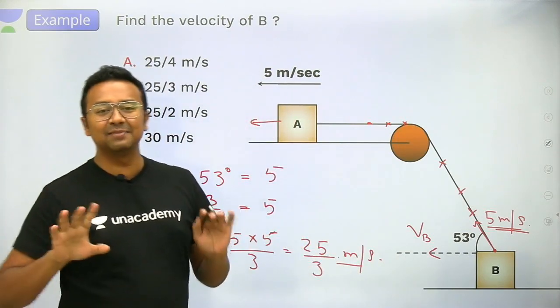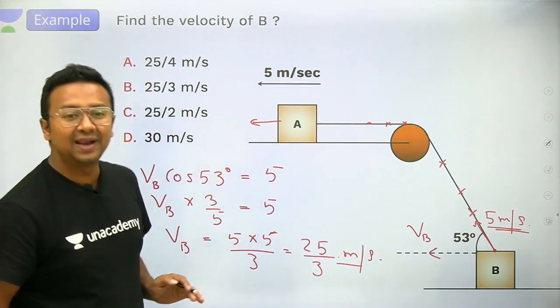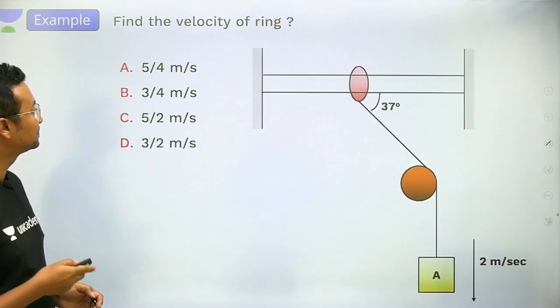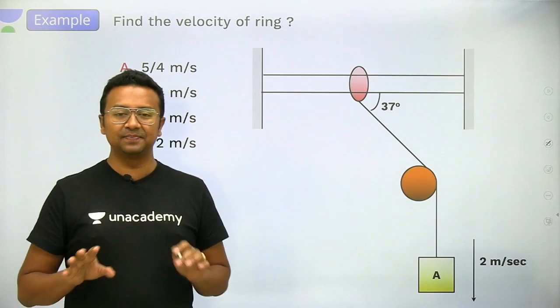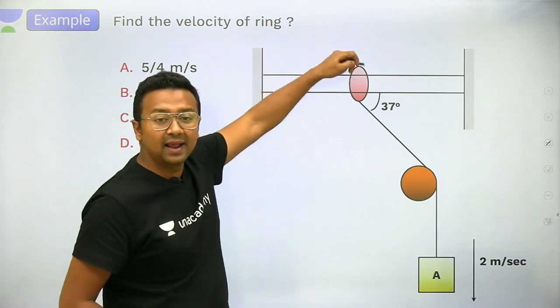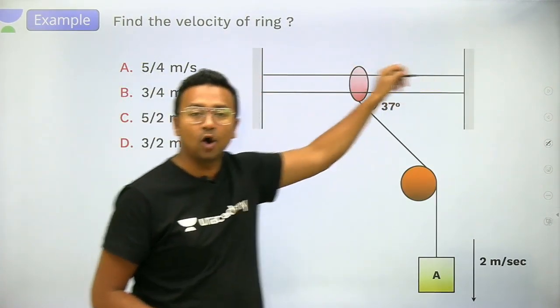Now, want to look at a similar question? Let's have a look at this particular one. Something very similar. See, this is a ring out here. It can only slide horizontally.